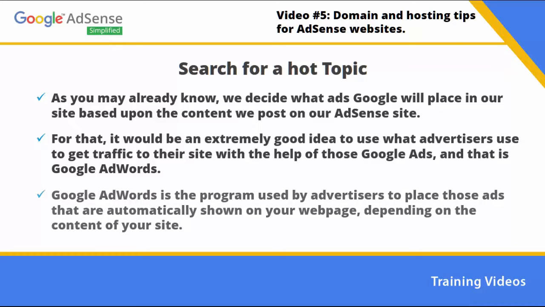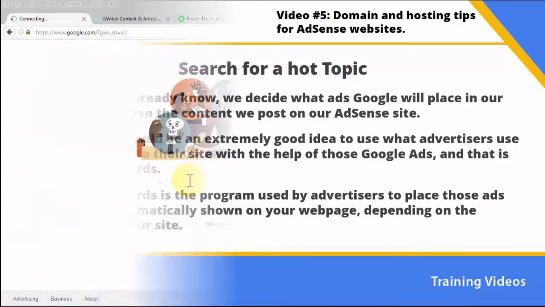In simple terms, Google AdWords is the program used by advertisers to place those ads that are automatically shown on your webpage, depending on the content of your site. That means it's the program where Google gets the money to pay you. Advertisers pay Google per click, Google AdWords, and Google pays you part of that money per click, Google AdSense.